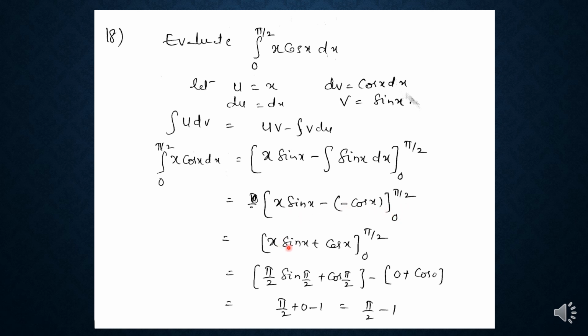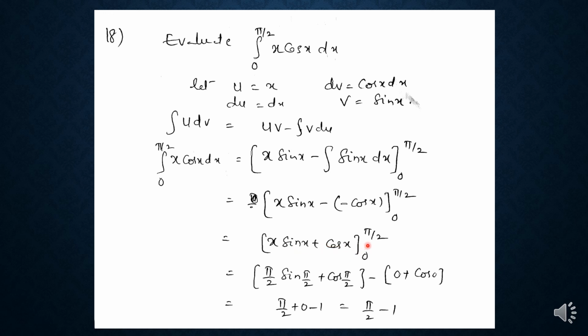Now x into sin x minus into minus plus cos x from 0 to pi by 2. So after integrating the function, we have to substitute the limits. What is the upper limit here and what is the lower limit? Upper limit is pi by 2 and lower limit is 0. So in these two terms, at first apply the upper limit, then minus of, then apply the lower limit.